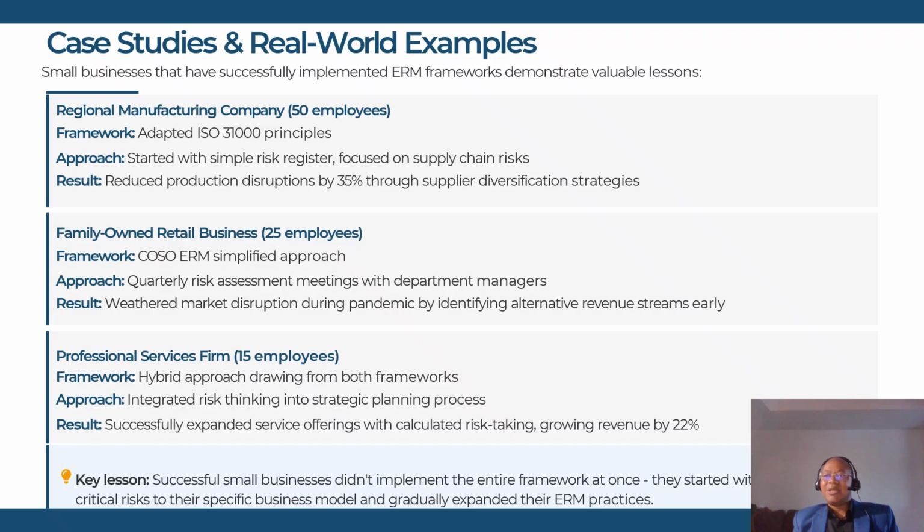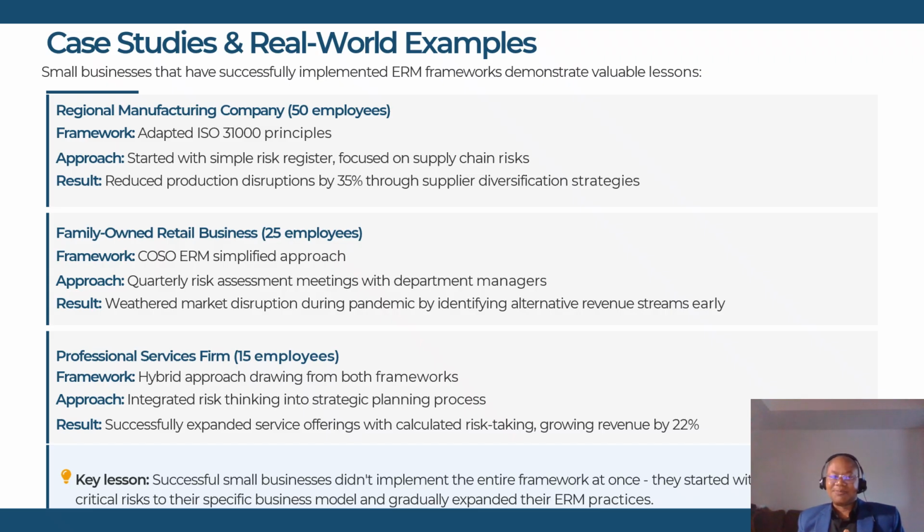The third case study has to do with a professional service firm with just 15 employees. They utilized a hybrid of the ISO 31000 and the COSO ERM framework. What was the approach? They integrated risk thinking into strategic planning processes. Result? Successfully expanded service offerings with calculated risk taking, growing revenue by about 22%. 22% revenue growth for a small company with 15 employees is huge.